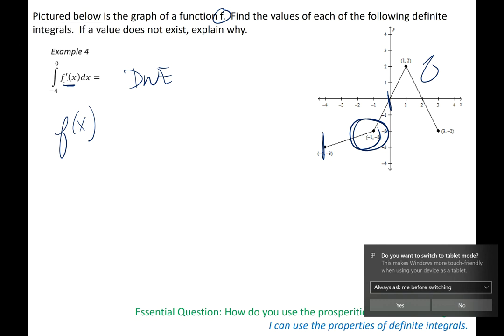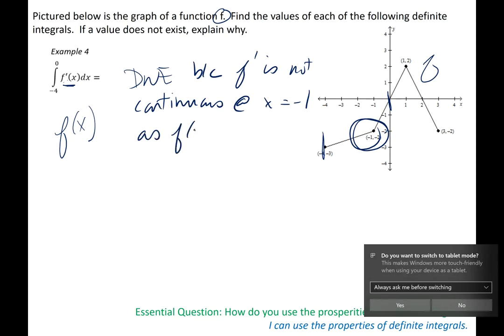So you would want to say something like: it does not exist because f prime is not continuous at x equals -1, as f of x is not differentiable.